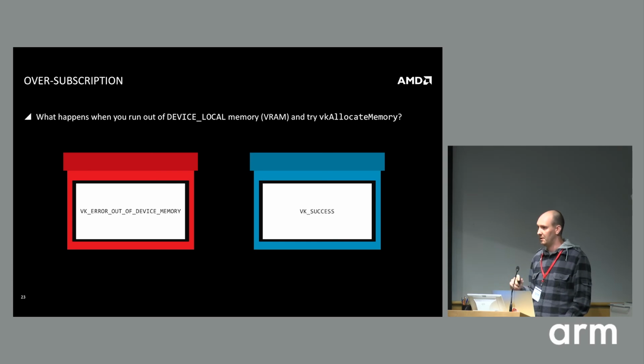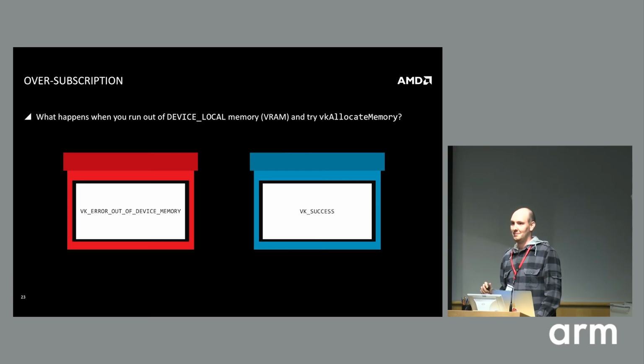Okay, so another fun question. What happens if you were to run out of device local memory, so you run out of VRAM, and you try to do a VK allocate memory, and you try to request some VRAM? Any votes for the red box? Please put your hand up for red. There's a few hands for red. Any votes for blue? 2 votes for blue.